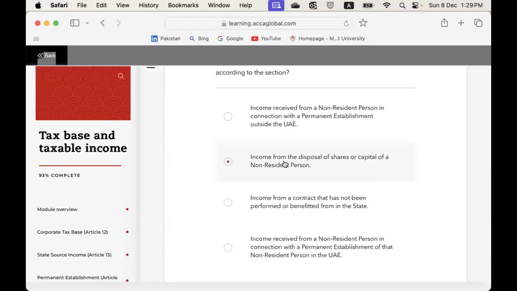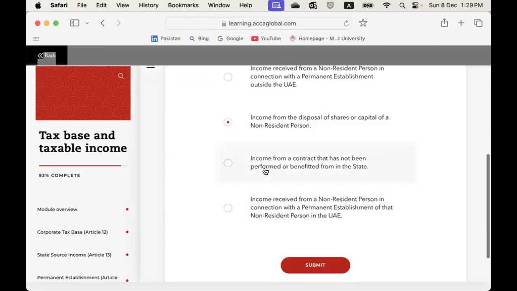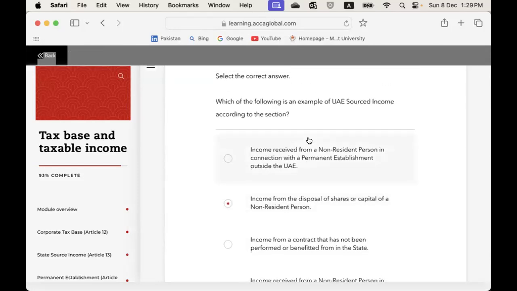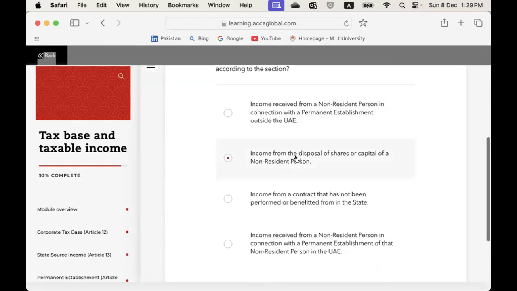We're going to just assume it is a wrong question, but we are going to assume that this is disposal of shares of a UAE company, shares or capital of a non-resident person in a UAE company. Okay, I'm just clicking it for the time being. This we left, this is vague.